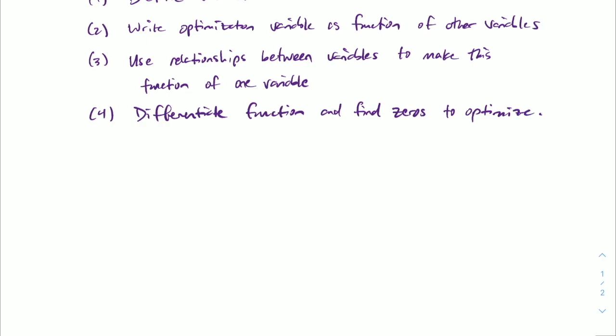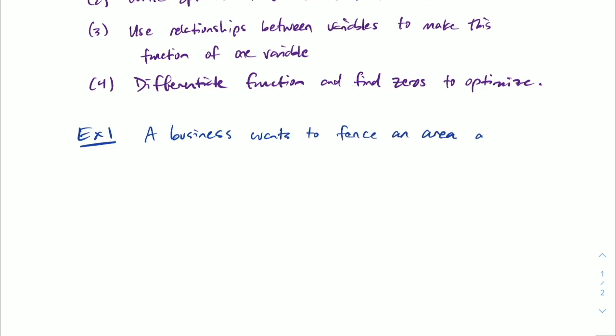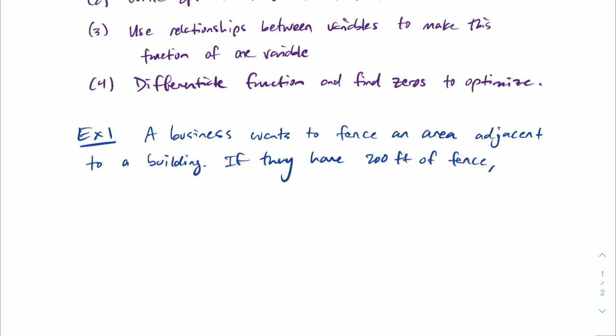Okay, so let's look at an example here. We'll call this example 1. Let's say a business wants to fence an area adjacent to a building, if they have 200 feet of fence. What dimensions will maximize the area?